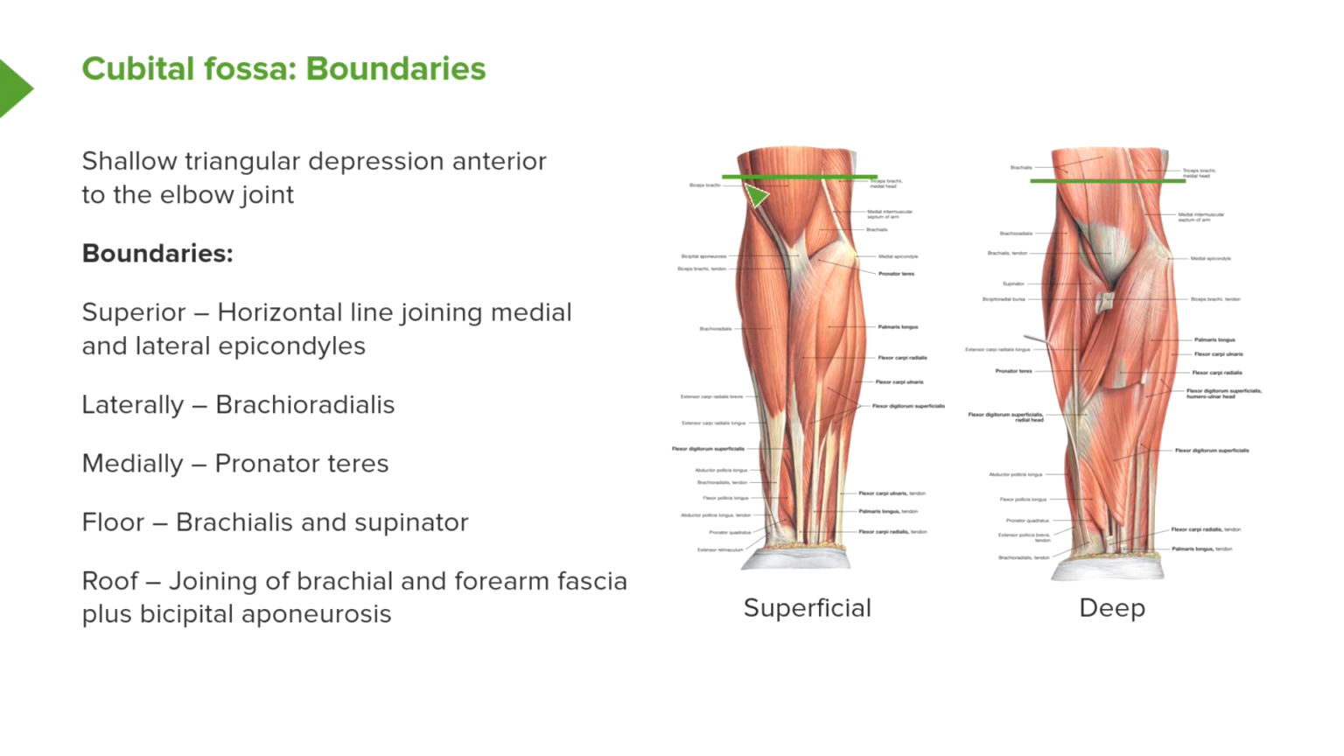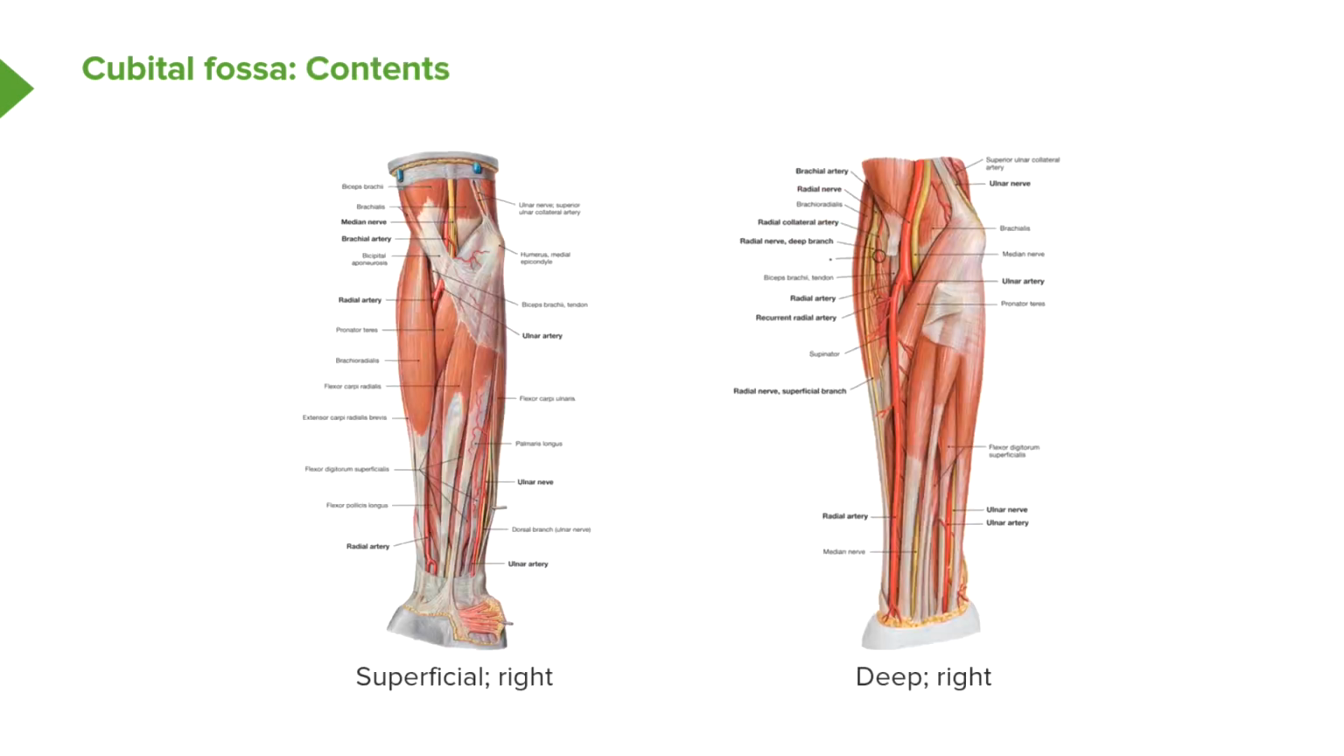The floor of the cubital fossa we can see in this deeper dissection. We have brachialis muscle here, and we also have another muscle known as supinator, and these form the floor of the cubital fossa. So now brachioradialis here has been reflected. We can still make out pronator teres running in this direction, but because the bicipital aponeurosis has been reflected, we can see into the space of the cubital fossa.